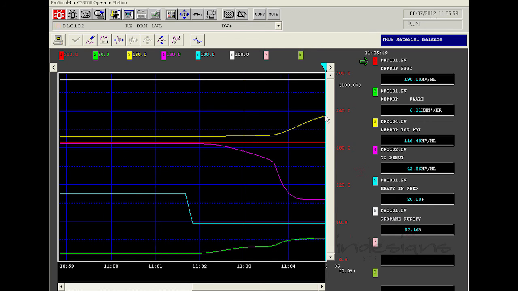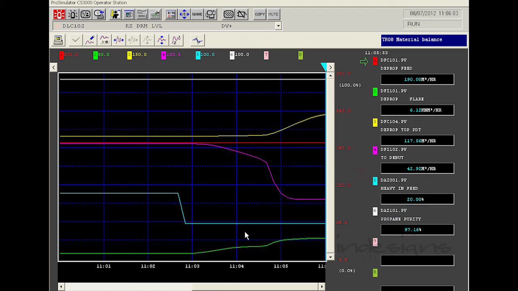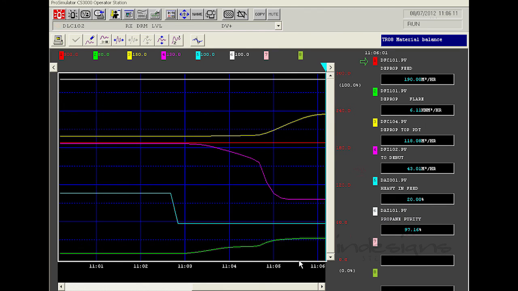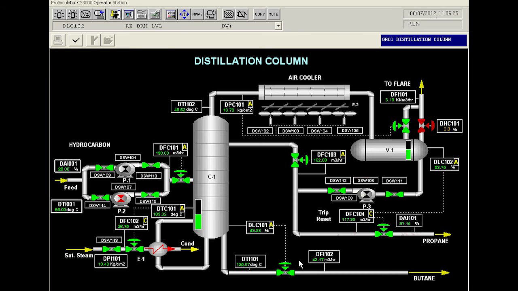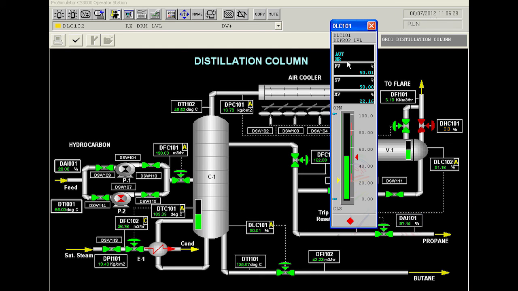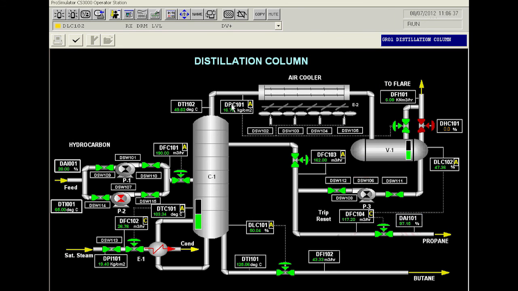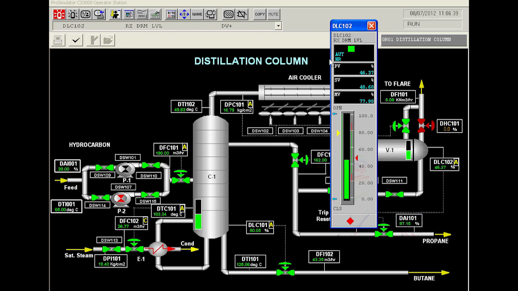The bottom flow comes down drastically. Propane yield increases. Top uncondensed vapor flow increases. Purity is coming down gradually. Now, we will observe the level. The bottom level is almost 50% and got back to the design value. Temperature is maintained. Top pressure is maintained.